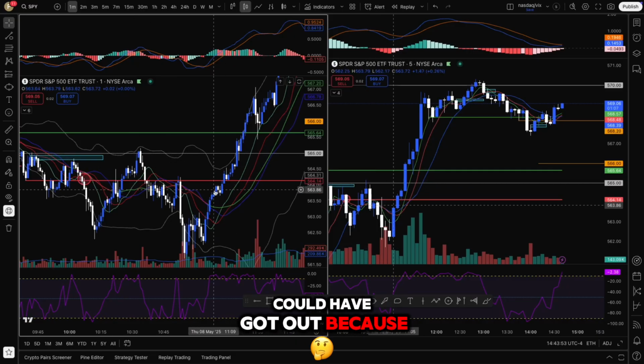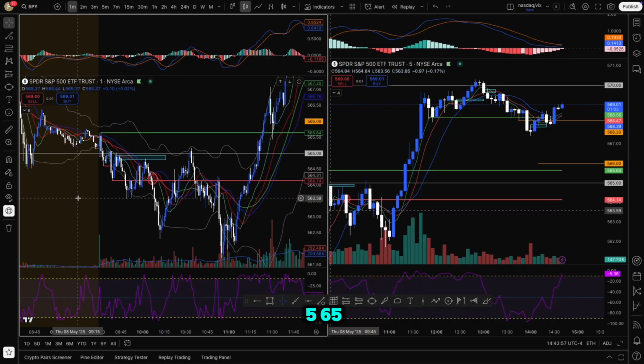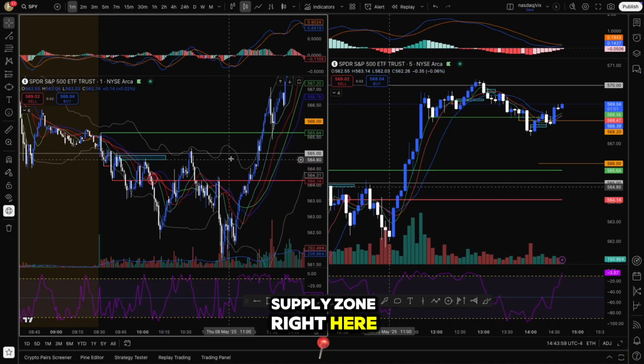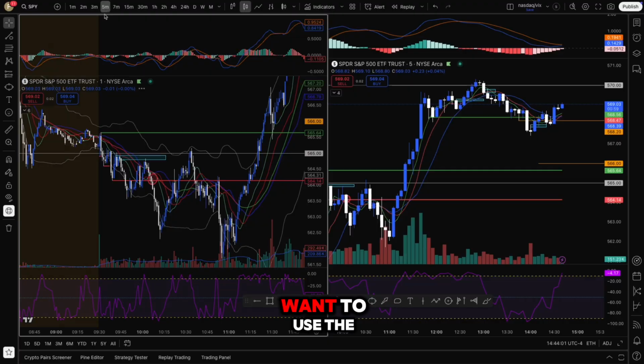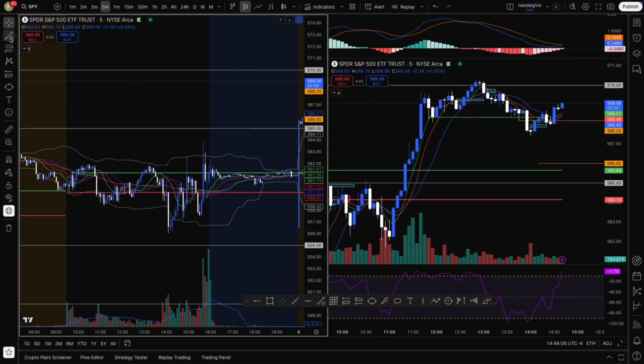You could have got out because guess what? This right here is a psychological level at 565, and we have the supply zone right here. Perfect exits. But if you only want to use the 15-minute ORB, you want to come down, and you don't want to use any indicators, I got you.